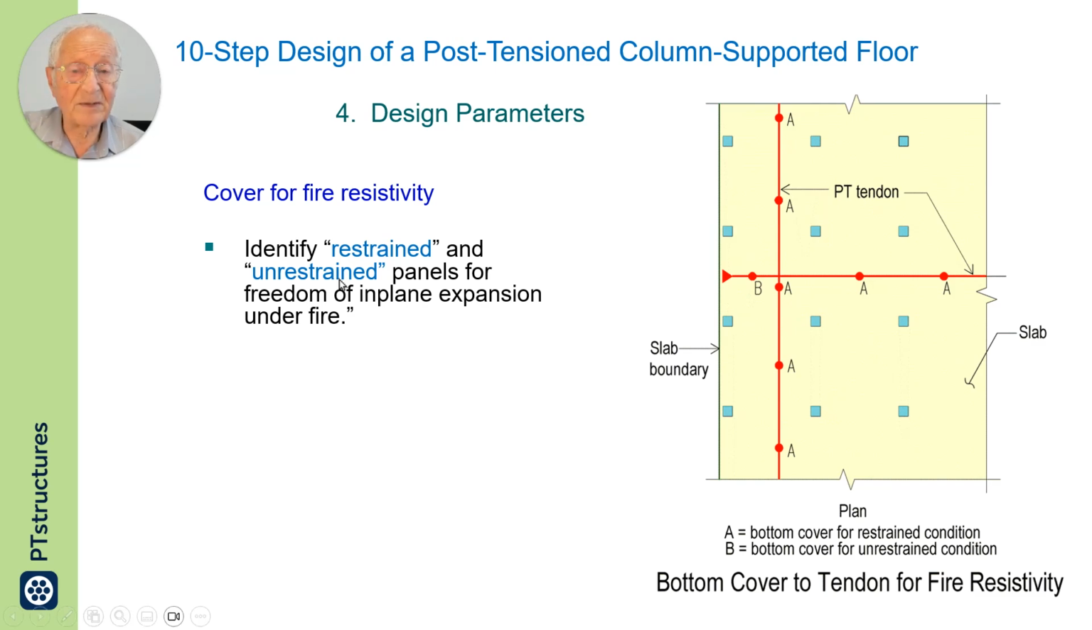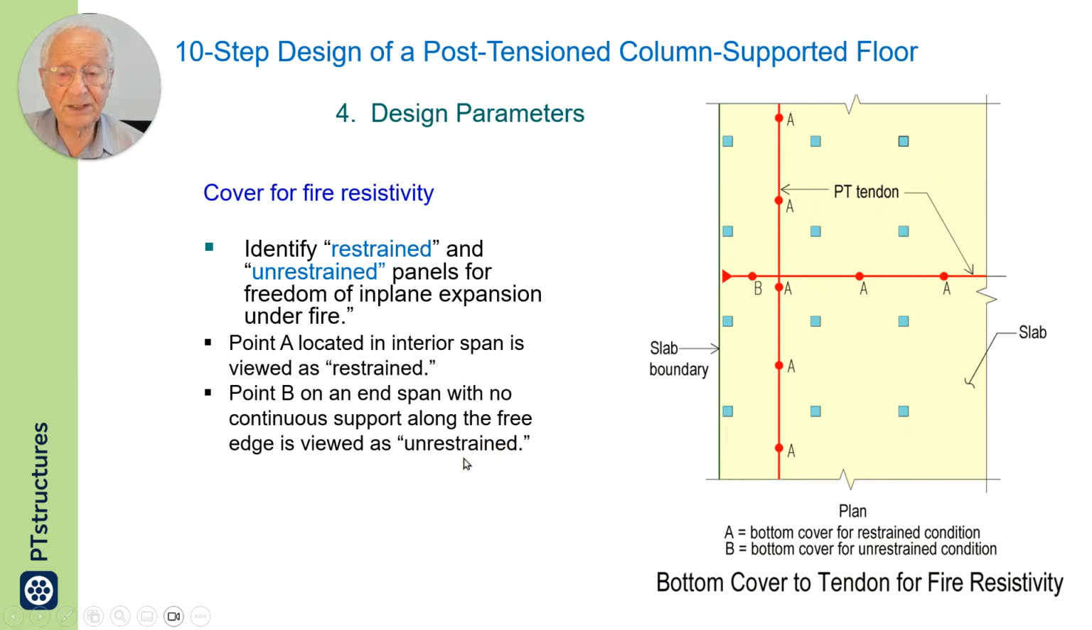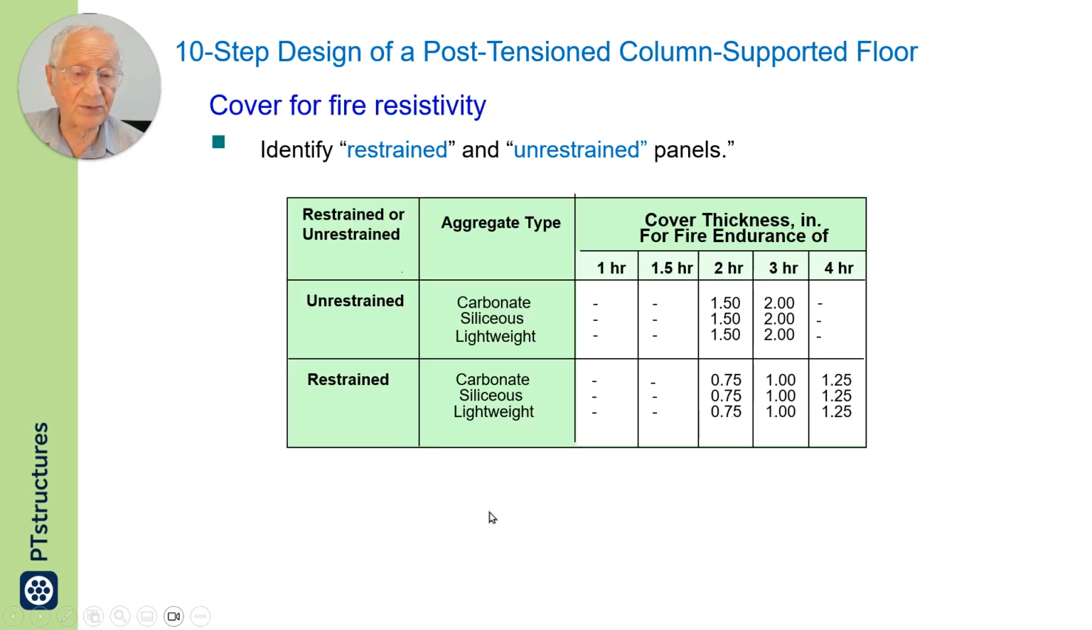And whether a slab is restrained or unrestrained, the cover for fire resistivity will be different. In this case, point A is considered restrained because of the adjacent connection. Point B is on an end span with no continuous support along the free edge and is viewed as unrestrained.